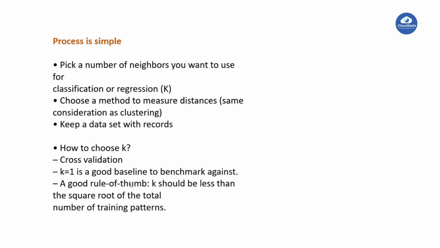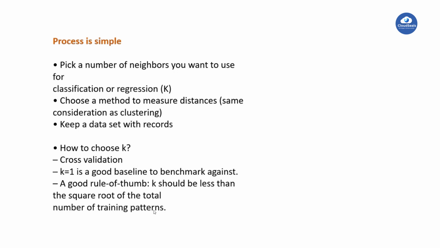Sometimes this is the rule of thumb. For example, in the training dataset, let's assume we have 10 different patterns. It is better to take K as the square root of the number of training patterns, which means less than 10. Why? Because what is the square root of 100? That is 10.